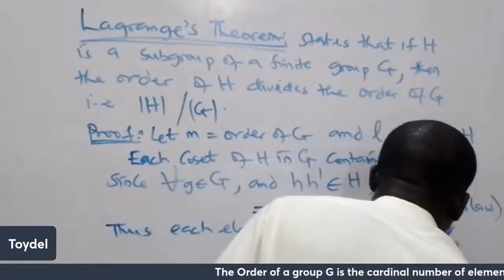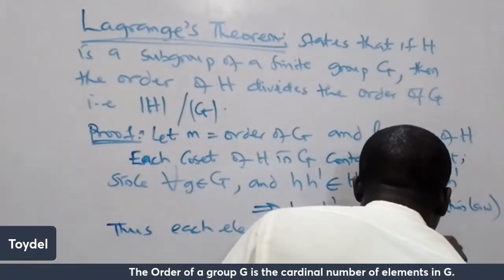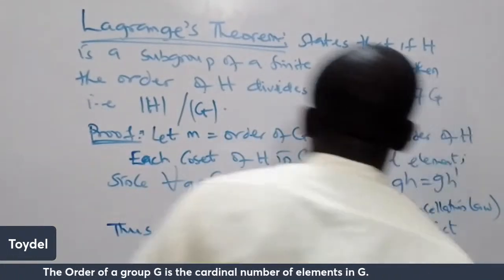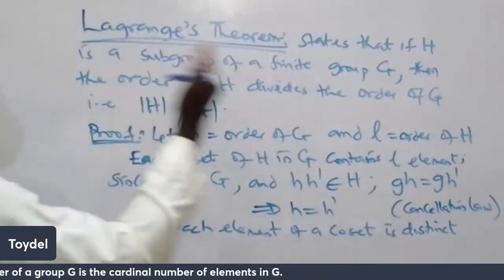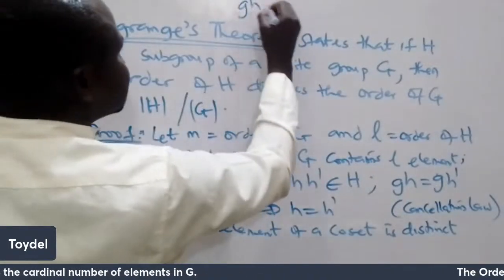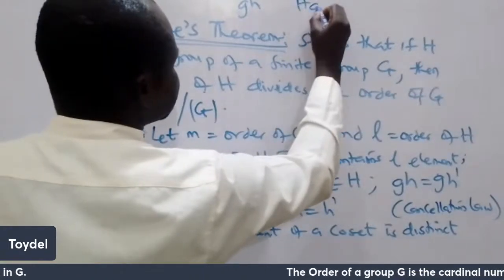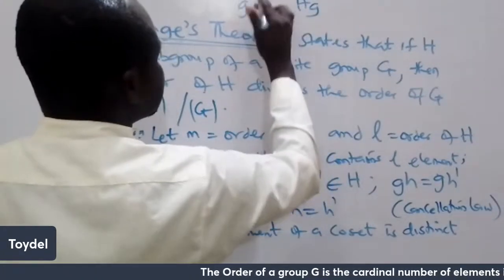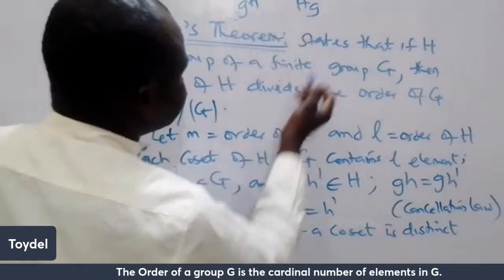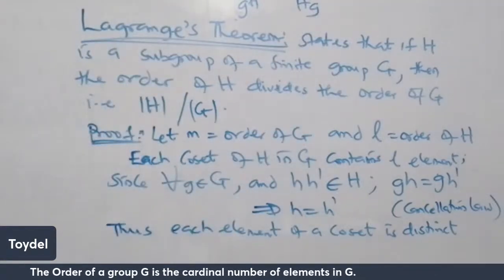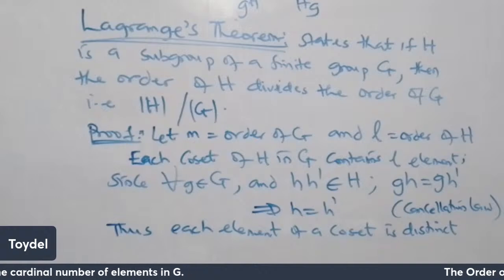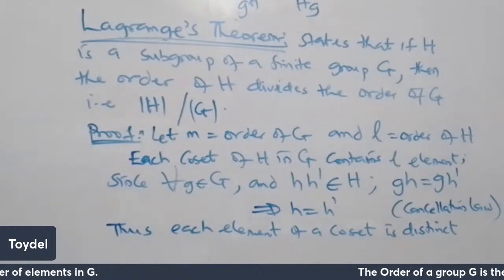Each element of a coset is distinct. When we discuss cosets, we talk about a coset being either right or left. So each element of a coset is distinct. Please let's note that. Then from there we can continue.